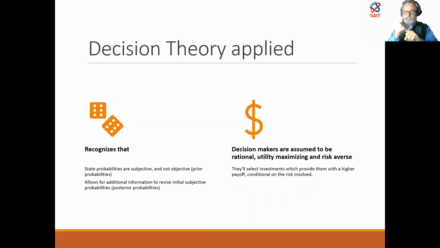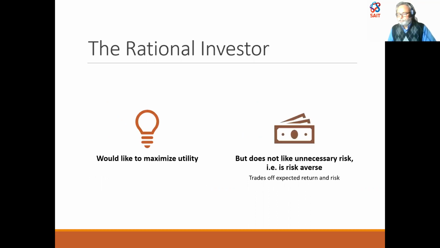So assume that individual decision makers are rational, they're looking to maximize their utility, and they're risk averse. And these things have a role to play in our application of decision theory. So first of all, what do we mean by a rational investor? A rational investor is one whose actions are predictable. So in microeconomics, an example might have been given to you. So if there is an individual that says, I like Coke over Fanta, I prefer Coke to Fanta.